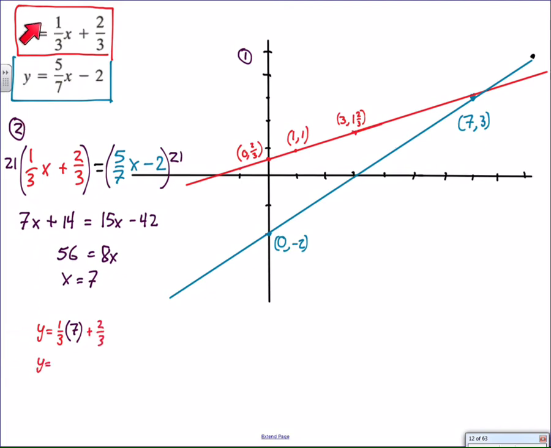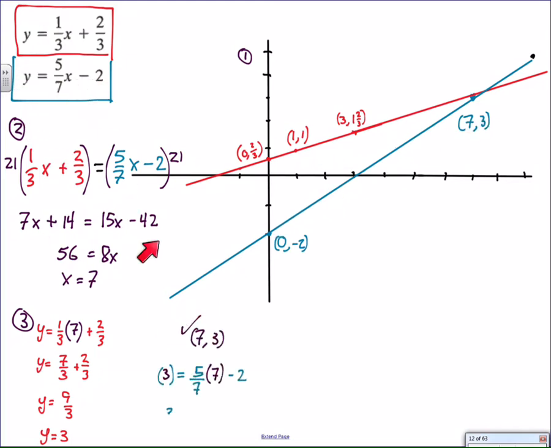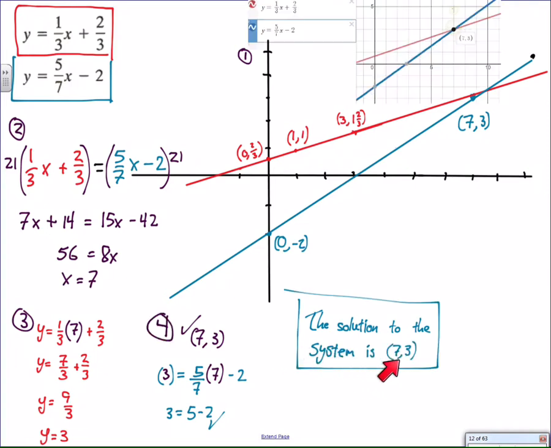Now I'm going to continue by going to the first equation, putting in x equals 7, and finding out which y goes with it. And it says y equals 3. Again, that matches my graph, so I'm feeling really good. But just to make doubly sure, I'm going to go into the second equation. I'm going to put in x equals 7 and show that that also gives me y equals 3, which it does. Therefore, I've found the solution to the system is the point 7, 3.